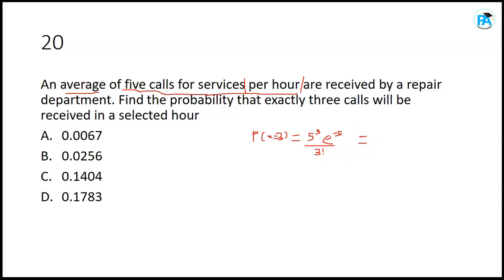So put this on your calculator, question 20. You get 0.14037. And when you approximate it to 4 decimal places, it gives you 0.1404. So the answer is C. You press 5 exponent 3, times e, shift, and where they've written the ln, you get e over there, negative 5, all divided by 3 factorial.